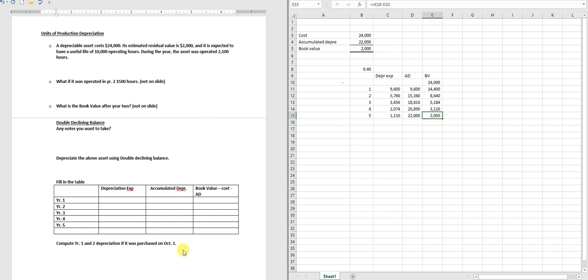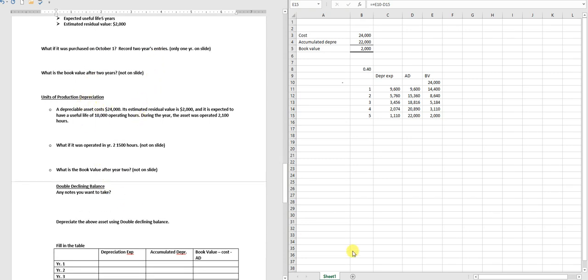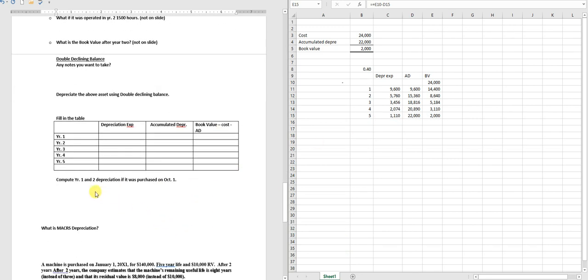If I purchased it on October 1st, hold on, it looks like I skipped the straight line October 1st and I skipped the units of production. So we'll come back to those in a little bit. Let me finish this. So let's say this is the chart over here, but compute year 1 and 2 depreciation if it is purchased on October 1st.